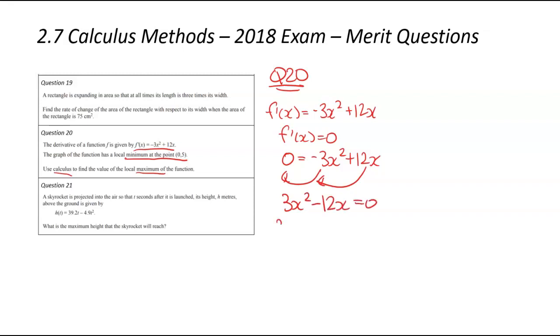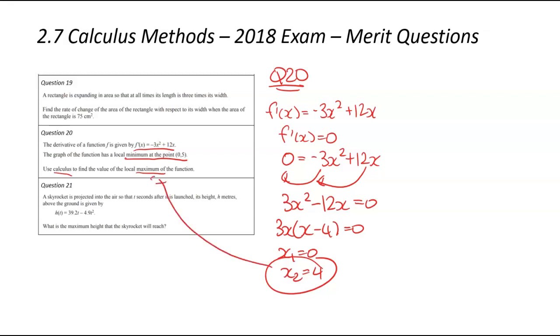I'm now going to factorize, so that's going to be 3x times x minus 4 is equal to 0. The first answer is going to be 0, and the second answer is going to be 4. And that makes sense. x equals 0 would relate to this minimum, and that's confirmed by the 0 in the x place for the coordinates. Now I have the x value for the maximum. The only issue is I don't have the y value.